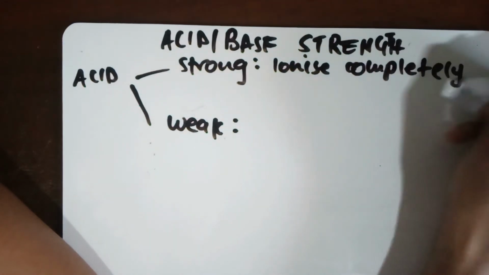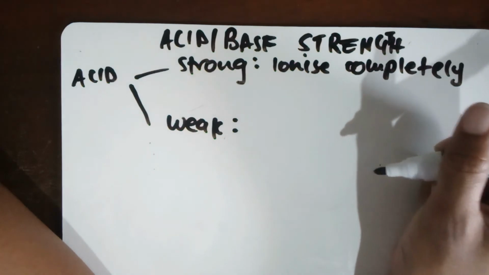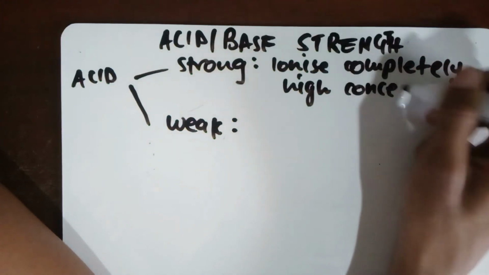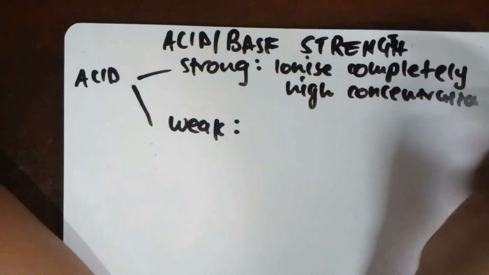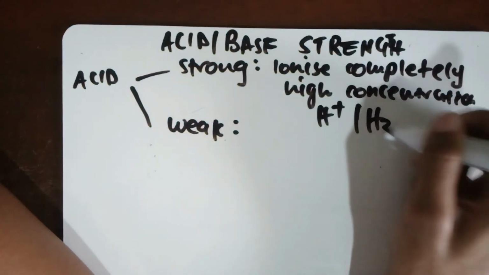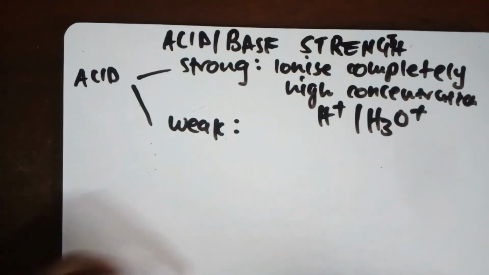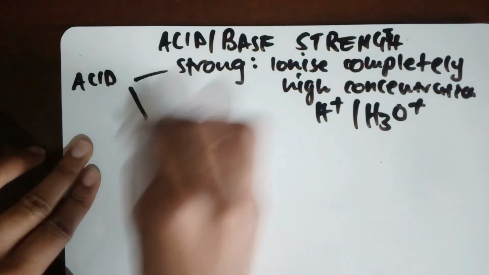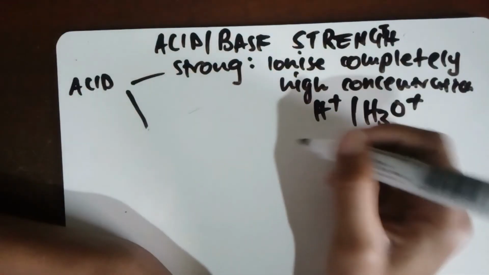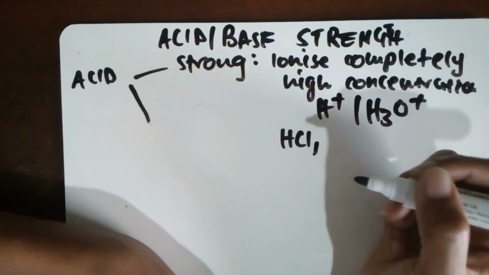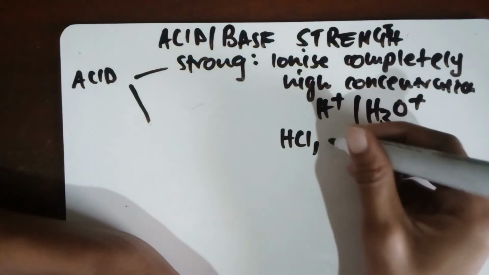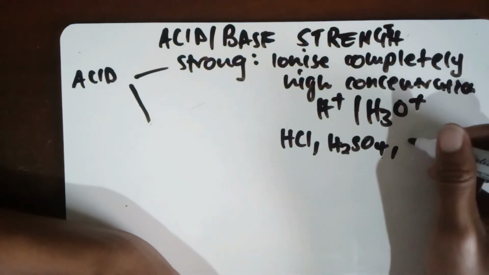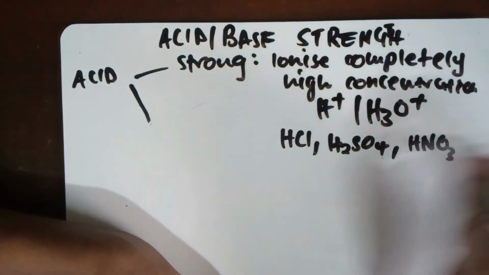They ionize completely in water to produce a high concentration of either H plus or hydronium ions. Examples of strong acids that we normally come across in the lab are HCl, hydrochloric acid; H2SO4, sulfuric acid; and nitric acid, HNO3. So these are very strong acids.